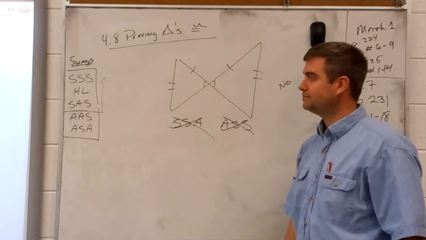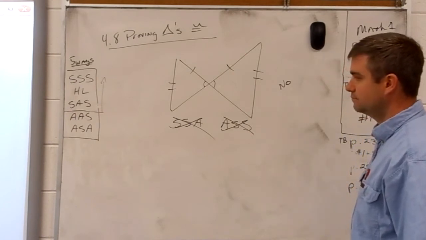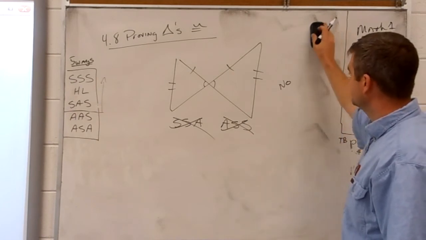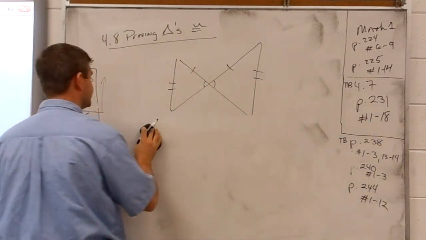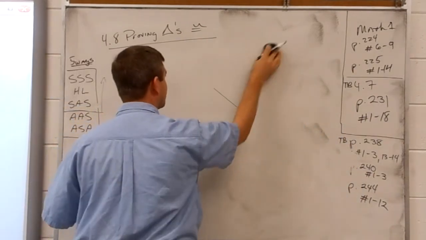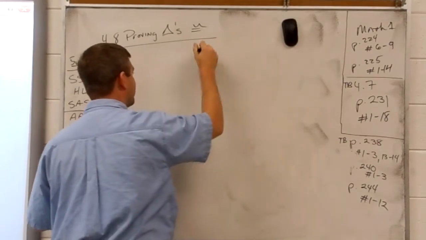Questions? Mooney? Since HL is only dealing with right triangles, if you see a problem with a right triangle, can you instantly assume that it's going to be HL? Great question. Let's look at that.